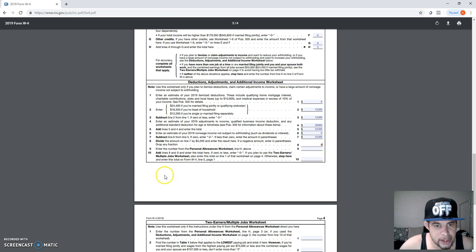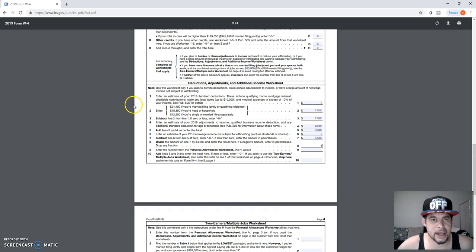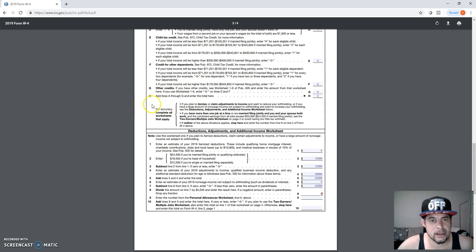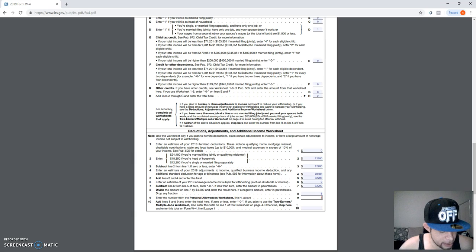Alright, and then it says enter the number from the personal allowance worksheet line H. So I'm going to go up to line H, which is right here, and which is a 2. I'm going to put a 2 here. And then number 10, you're going to add line 8 and 9, which is going to give me 10.